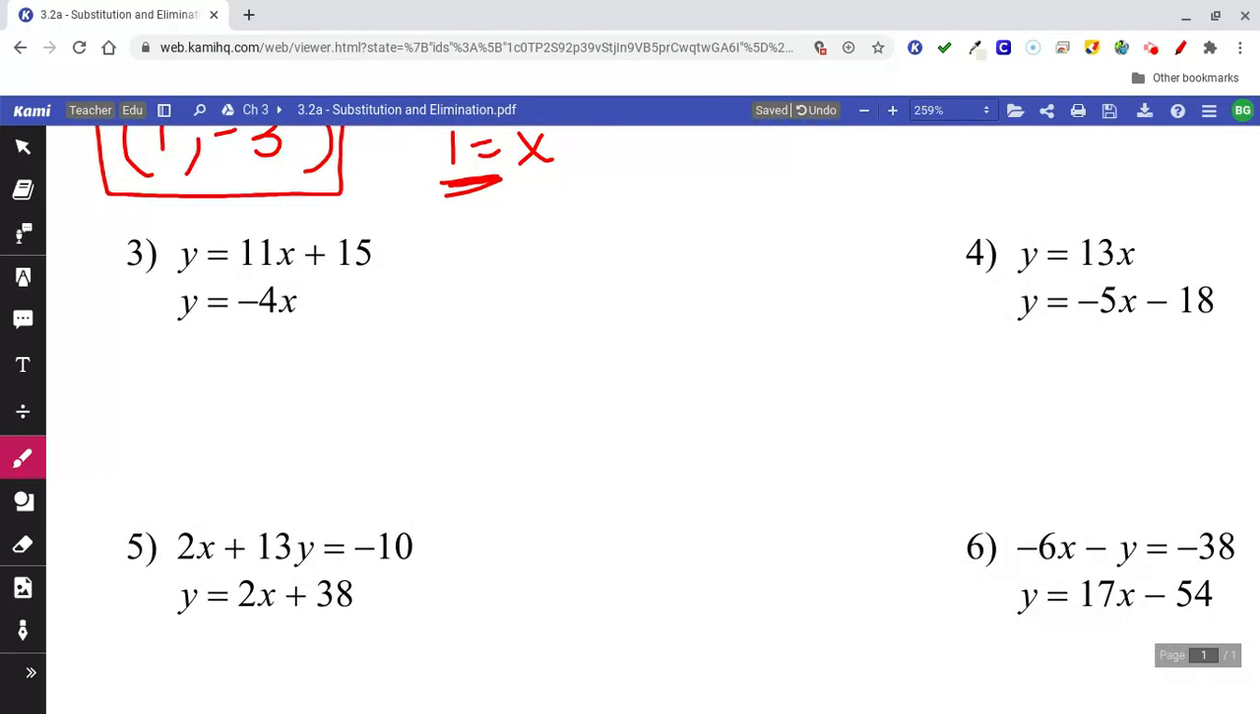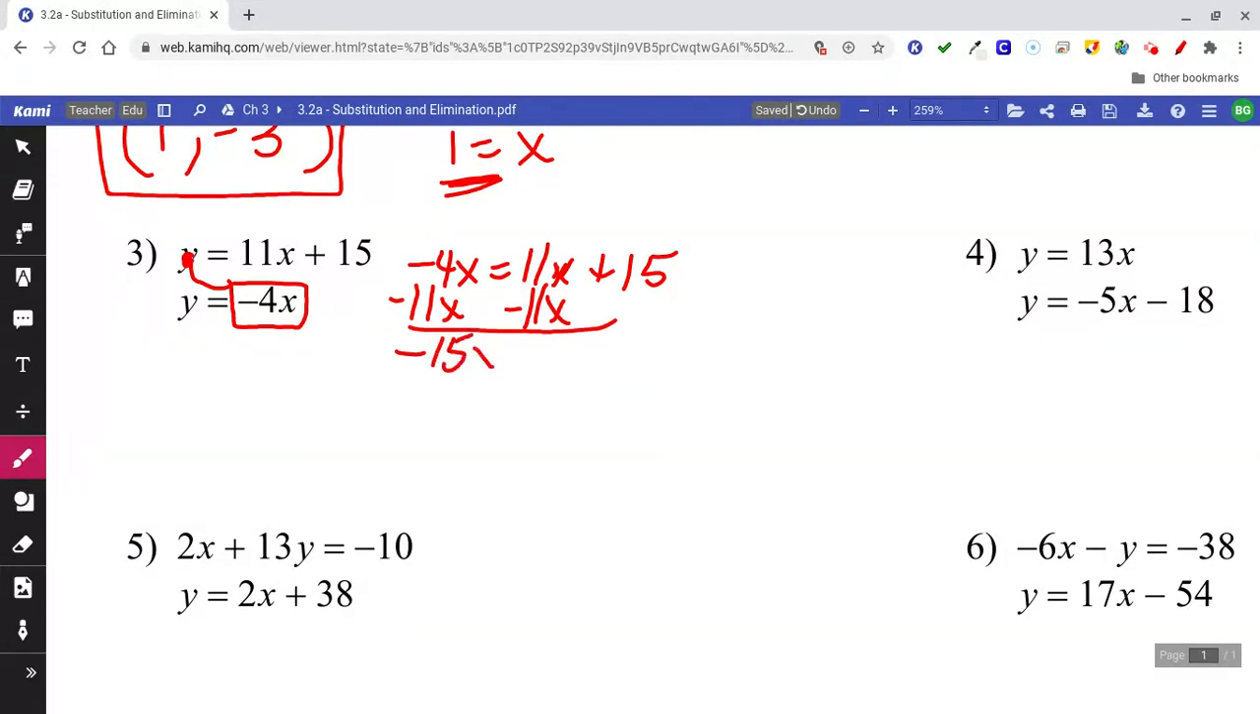Number 3. I know that y is equal to -4x. So what I'm going to do is plug that in for y. Put -4x in place of y, and we would have -4x equals 11x plus 15. I want to isolate the variable, but first let's get the variables together. Subtract 11x, that says -15x equals 15. Divide by -15, and x equals -1. So that's half of my answer.